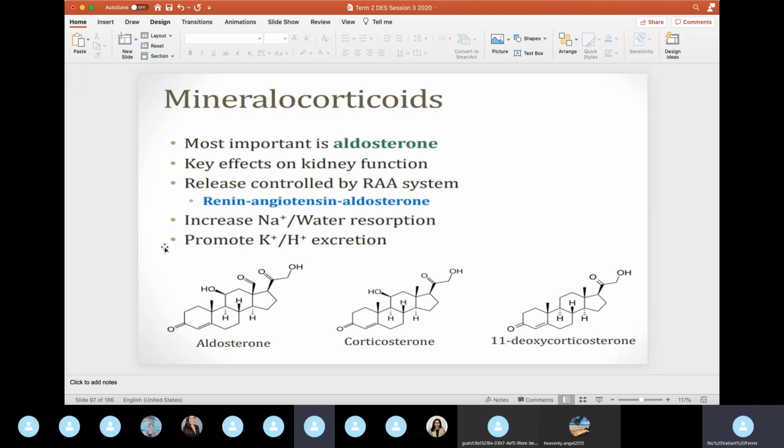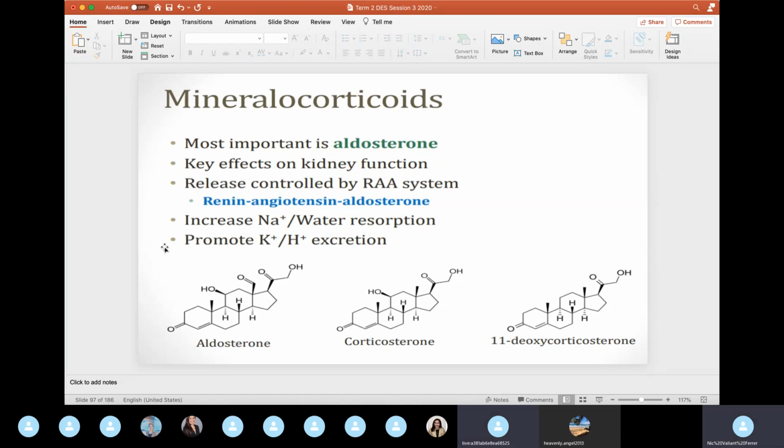Angiotensinogen. No. Angiotensin 1. Angiotensinogen. Excellent. Angiotensinogen is produced by what organ? The liver. Angiotensin 1 is converted to angiotensin 2 by what enzyme? ACE. It's the ACE1 in the lungs.